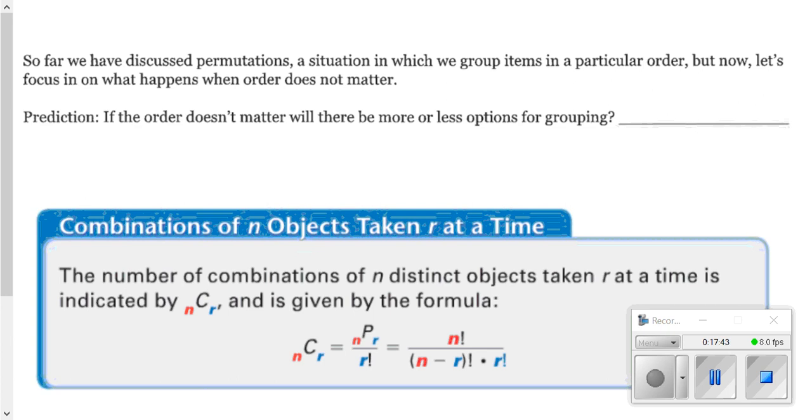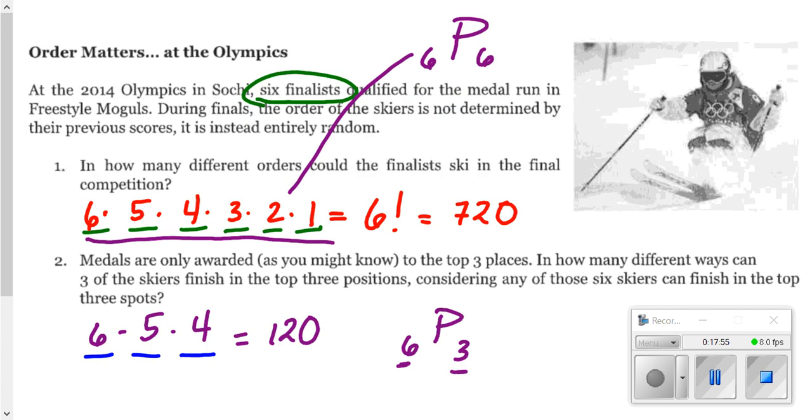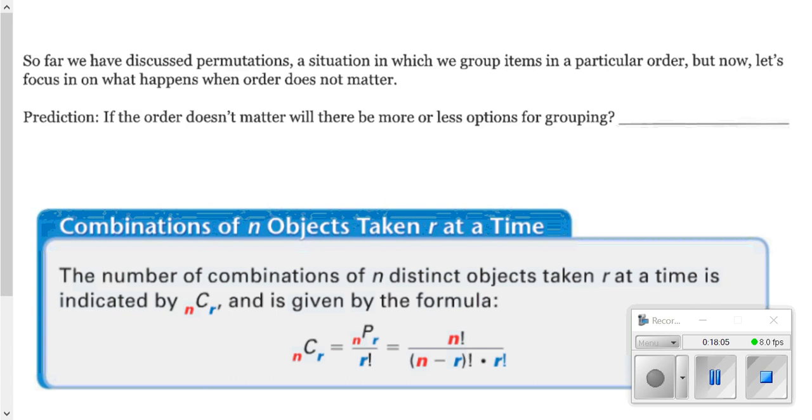All right, so there's another scenario we need to talk about, which is when the order doesn't matter. In the previous question, it asked for how many orders in which you could respond. And in assigning medals for the ski race, obviously the order in which they finish would matter in terms of winning the medal. But sometimes the order doesn't matter. Sometimes just having a subgroup matters.